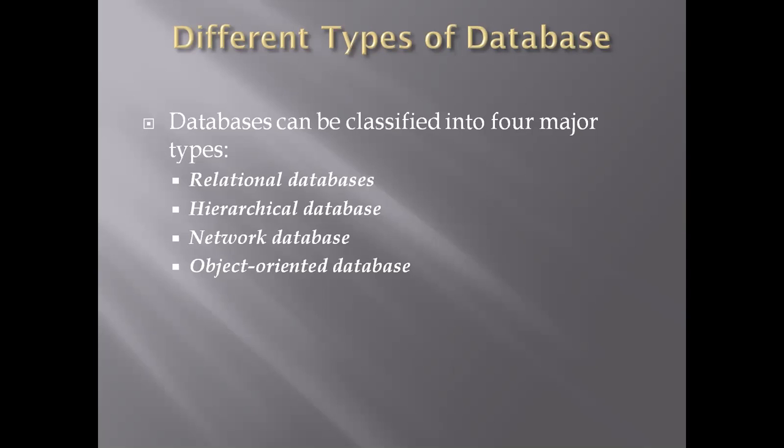Now we'll see the relational database. The first thing to know is that it is the database which we deal with the most. For example, SQL is based on the relational database. The easiest way to put it is that relational databases store the data in the form of tables, which are related to each other. That is called a relational database.